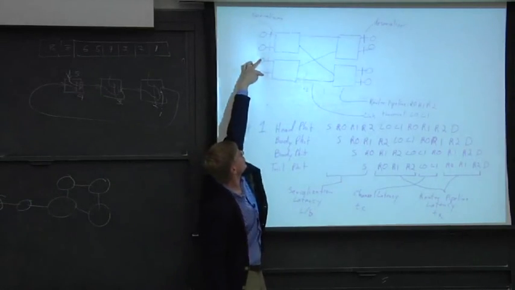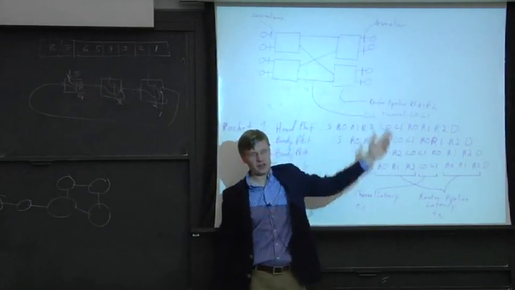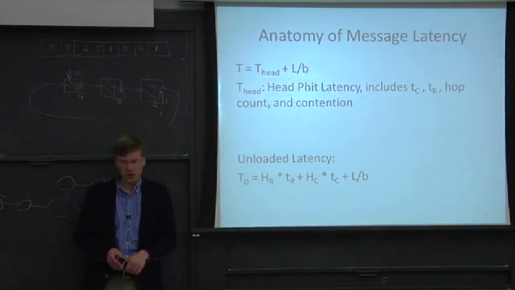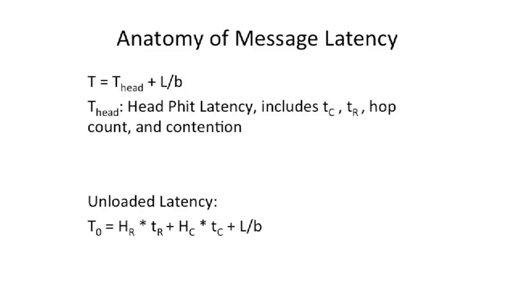Let's say these 2 nodes here send at the same time, and they both need to use this link. You're going to get contention. And that will increase our latency. But if we rule out the contention for a little bit of time, we'll start to see the unloaded latency here. And we just decompose this into subcomponents: the routing time times the number of router hops that we need to go, plus the channel latency times the number of channel links we need to hop across, plus the serialization latency.